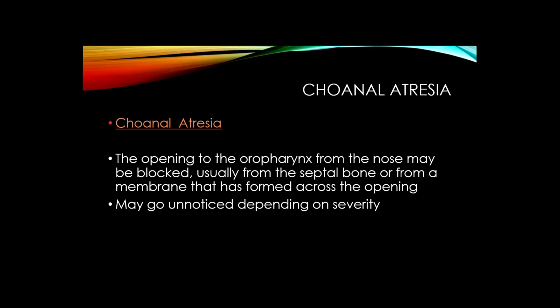So after we open the choanal atresia, we rotate the flaps. This is the left side flap, which is going to be rotated to the right side, and this is the right side flap, which is going to be rotated to the left side. So we do a crossover flap.